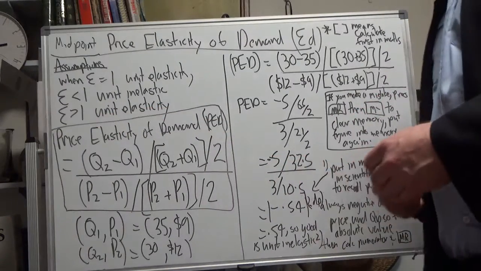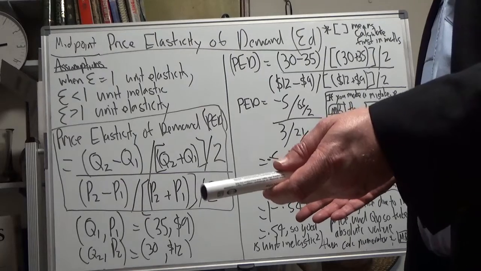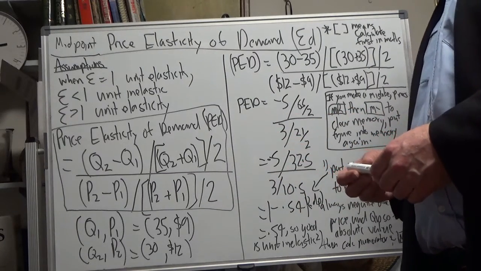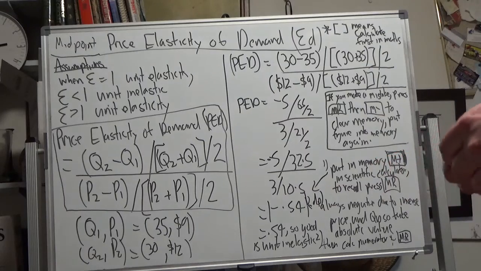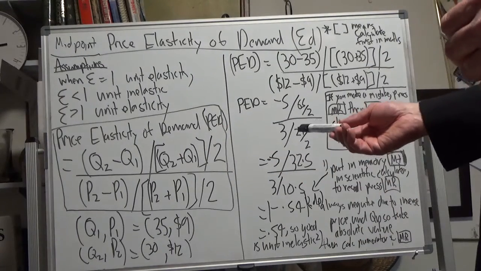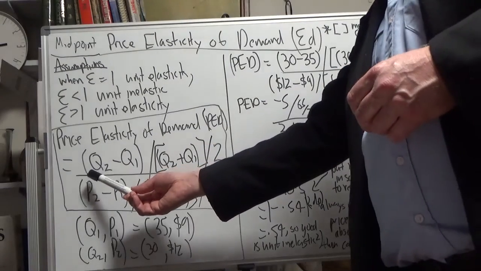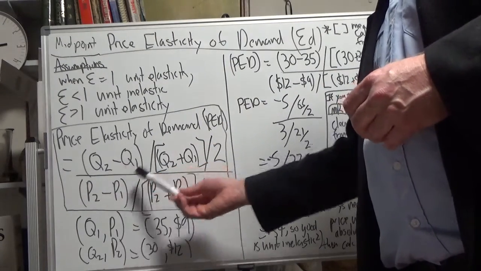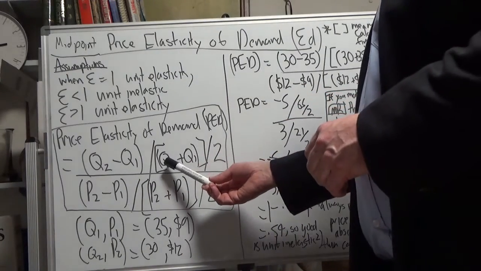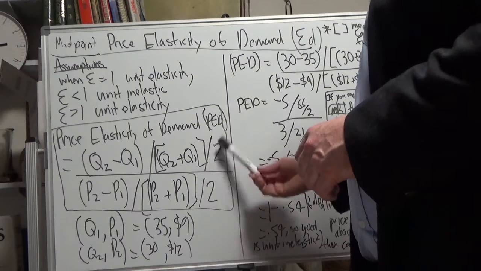A good example is in the fruit market, the difference between choosing an orange or a pear if the price of the orange goes up and vice versa. You can easily substitute between the goods. So this is the formula for price elasticity of demand using the midpoint formula. It's Q2 minus Q1 in brackets divided by Q1 plus Q2 in brackets over 2.